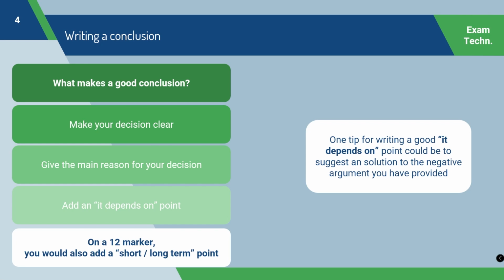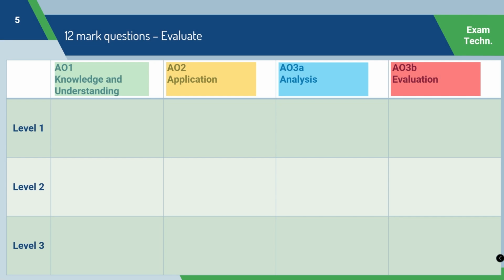Away we go. Okay, so let's talk through the criteria for each of these assessment objectives. Now, it's also worth bearing in mind that this is the only question on the paper that assesses all 4 assessment objectives. So knowledge and understanding, application, analysis, and evaluation are assessed here. So how would you get your marks? How do you hopefully get level 3 for each of these criteria?